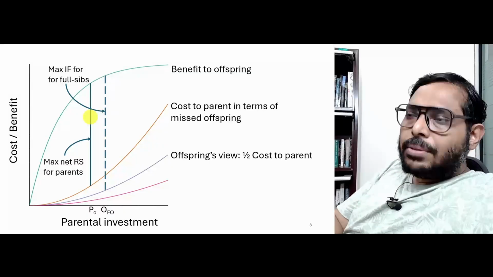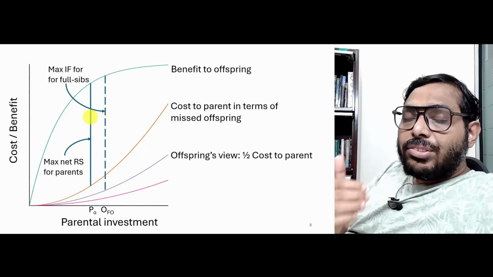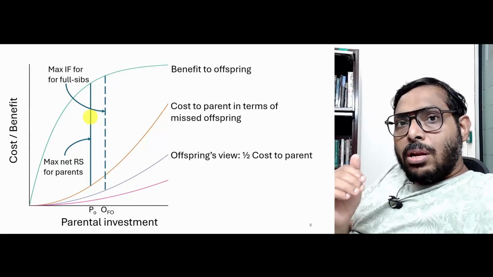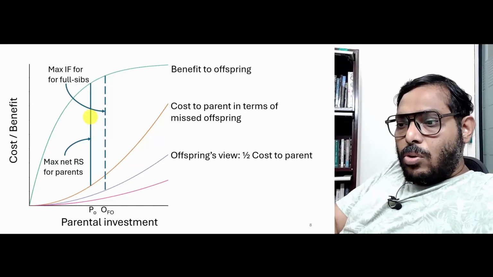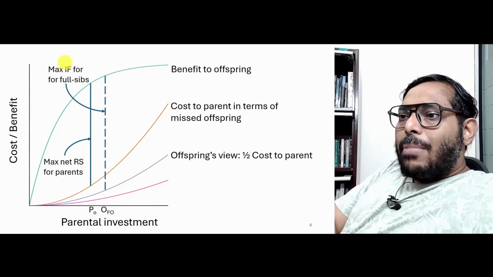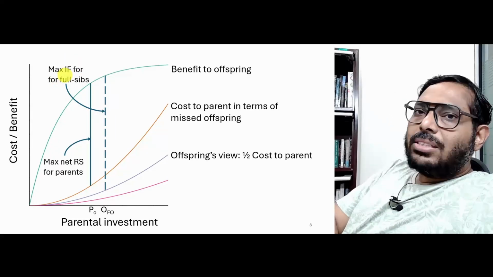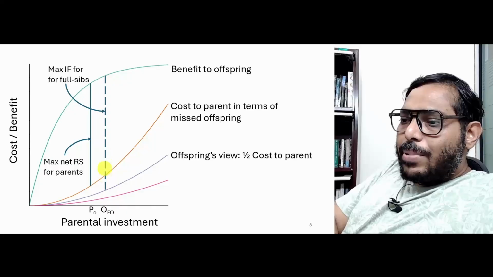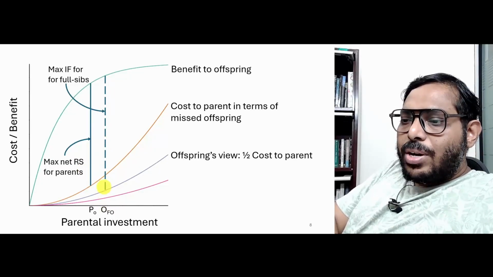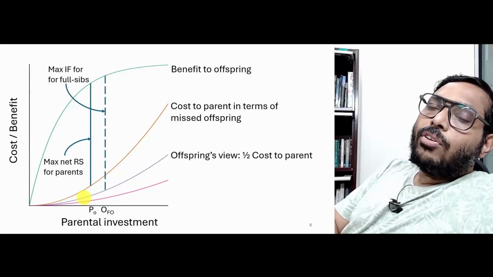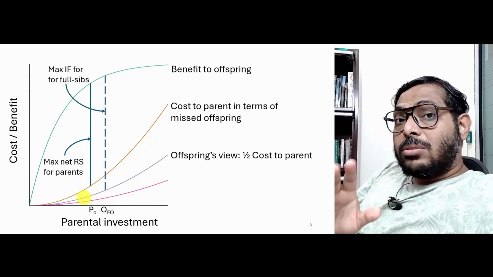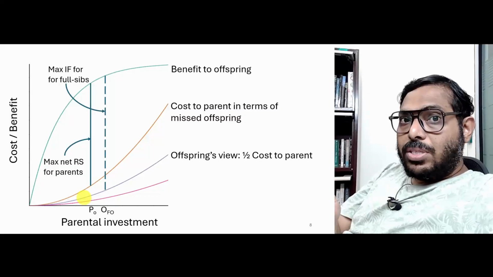In other words, the offspring would want the parent to keep on giving investment, keep on increasing the parental investment, such that the maximum inclusive fitness in the context of full sibs happens over here. This is at a higher value of parental investment compared to what is optimal for the parent, right. And this is when we are talking about full sibs.